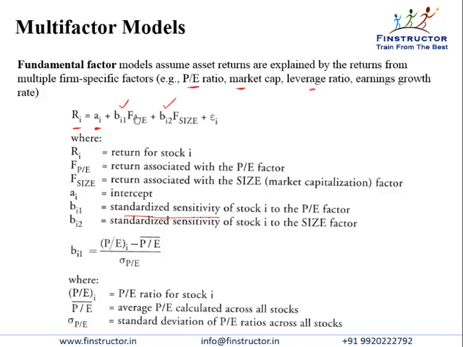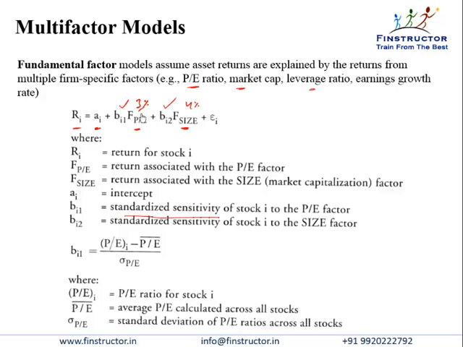So the factor return, which was variable in the macroeconomic model, has now been fixed. That is, low P/E firms outperform high P/E firms by, let's say, some 2% or 3%. So that is what we'll fix as the return associated with the PE factor. Similarly, we've seen that smaller companies outperform bigger companies by, let's say, 4%. So this is the standardized return related to size.